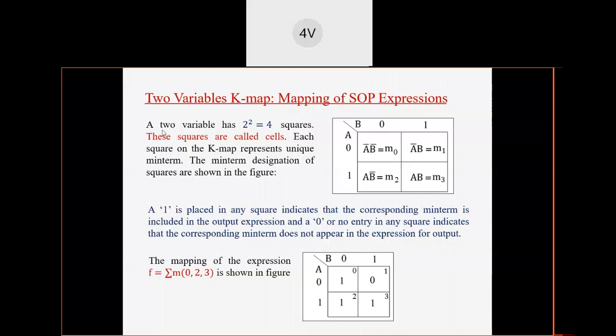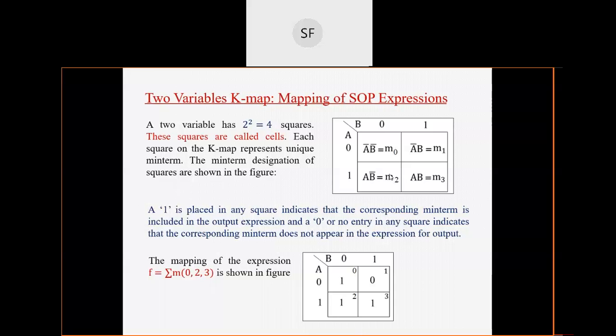Where two variables give 2 raised to power 2, that is total 4 squares. Again you have to remember, this formula is similar to the one for max terms and min terms. So if your function is a two variable function, then total squares in your K-map will be 2 raised to power 2 equals 4. You can observe here, this is the general form, the general diagram of K-map for two variables.